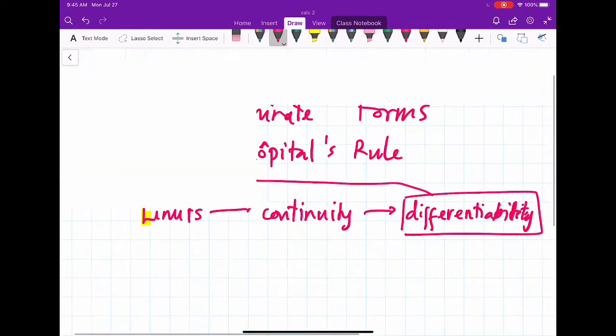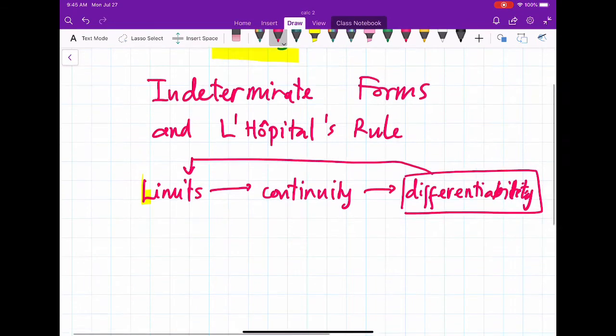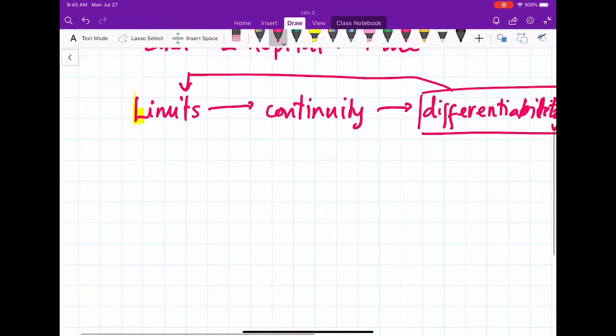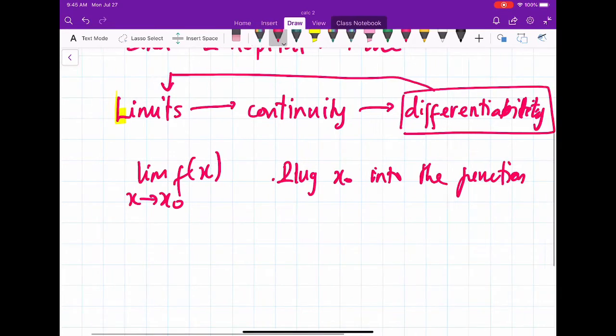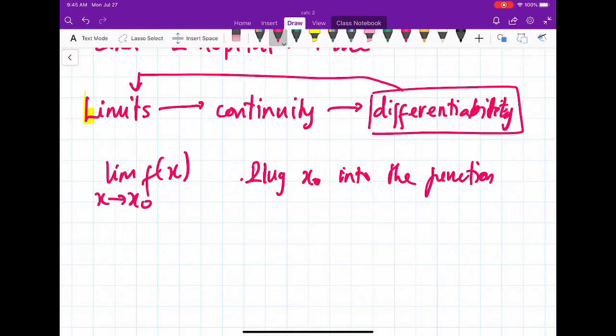Okay, so what are indeterminate forms? If you have some limits, the first thing you need to do is just plug x0 into the function, right? And if the function has the following form, 0 over 0, infinity over infinity, then we say yes, these are indeterminate forms.